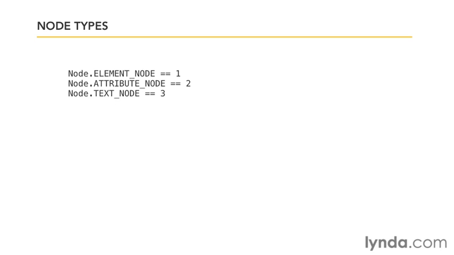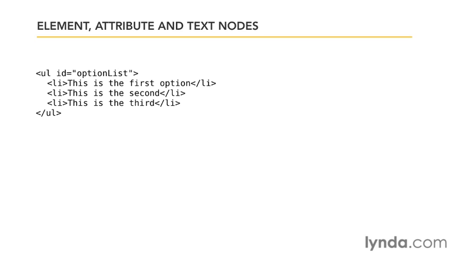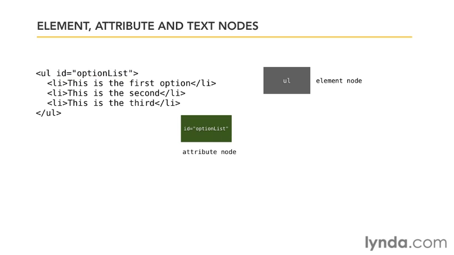And here's an example. Let's say we have just a simple snippet of HTML here, an unordered list. It's got an ID of option list. It's got 3 list items inside it. Well, the whole unordered list element from the top to the bottom is considered one node, an element node. But inside that, it has another node that represents the attribute of ID equals option list. So it's a different kind of node, an attribute node.